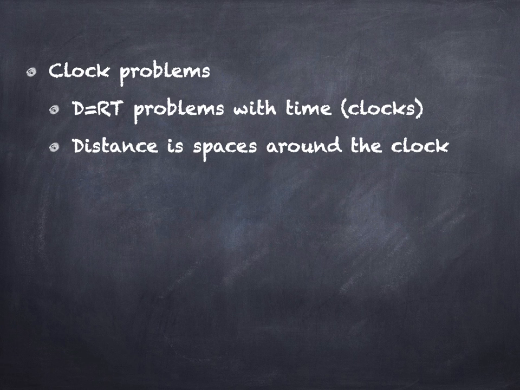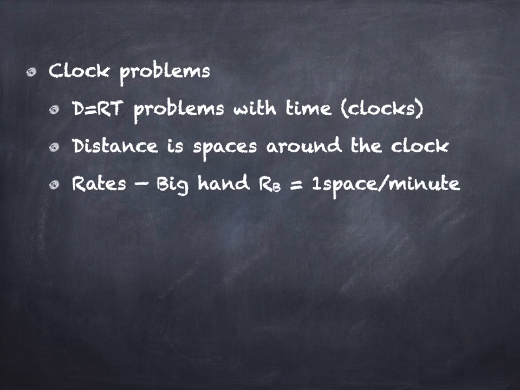The distance that the hand is moving is how many spaces around the clock. There's a total of, if you remember, 60 spaces the whole way around a clock because it's 1 hour. So you want to keep track of how many spaces the hand is moving. That's the distance. The rates, well, the big hand moves at 1 space per minute. Okay, 1 space per minute. So as the big hand goes around 60 minutes, it goes around 60 spaces.